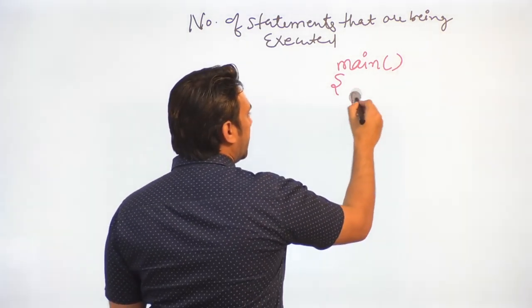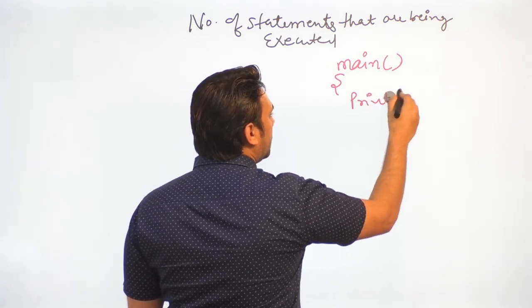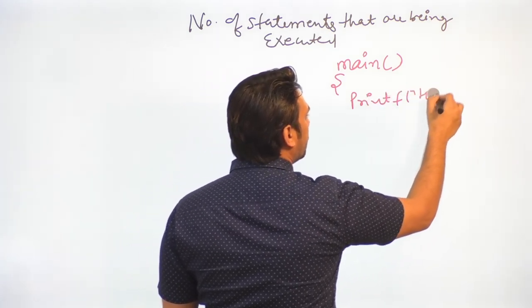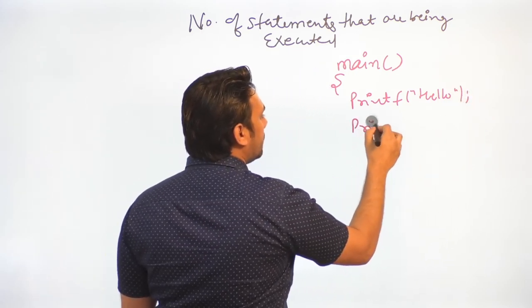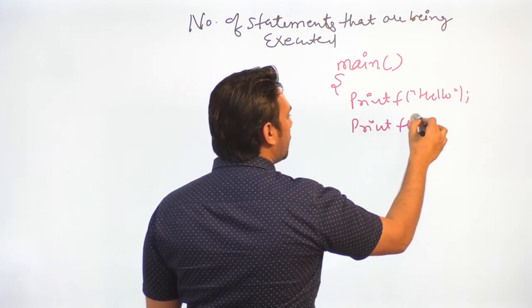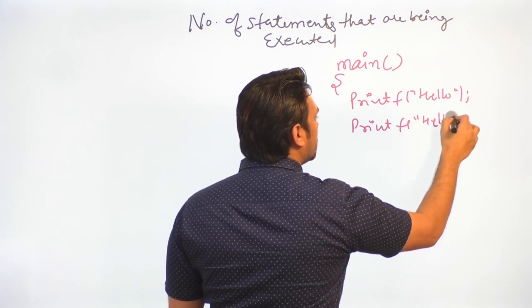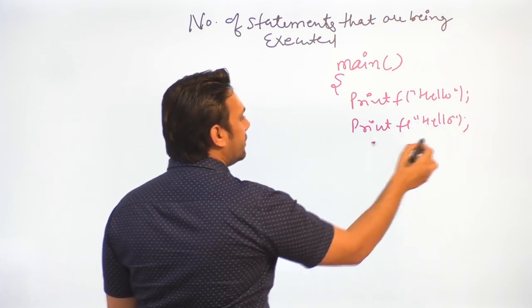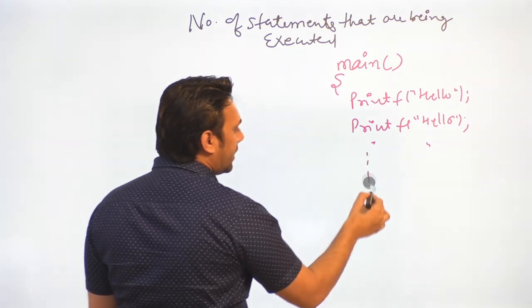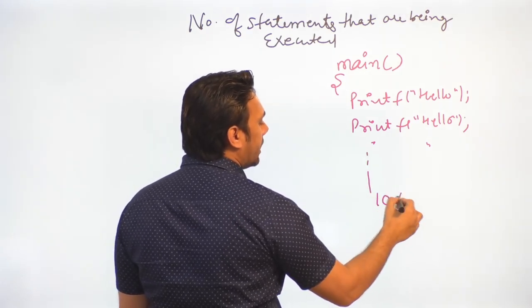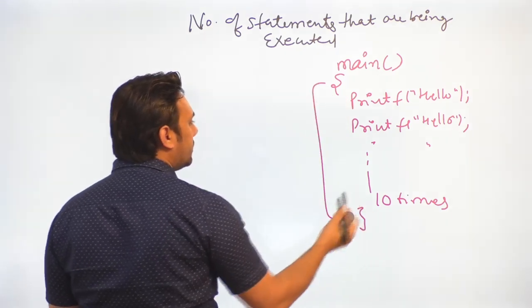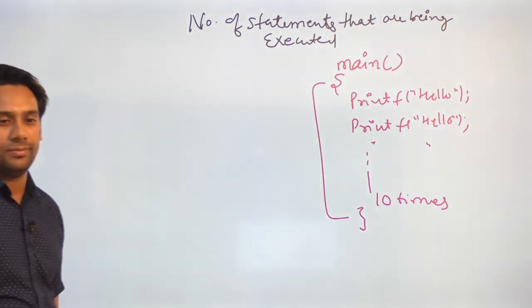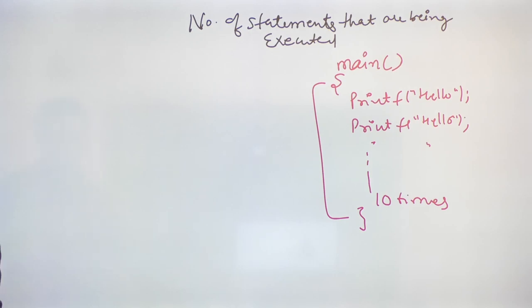I can say printf hello. Second statement is again printf hello. Third statement is again printf hello. In the same way, I am having 10 printf statements. ठीक है, so 10 times I am printing printf. I mean I am printing hello here.